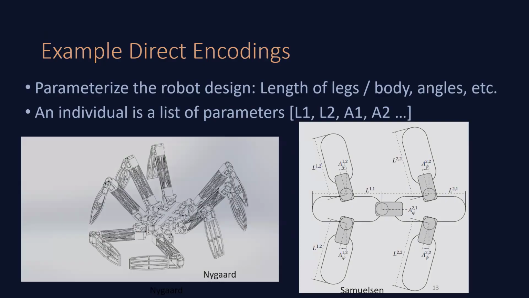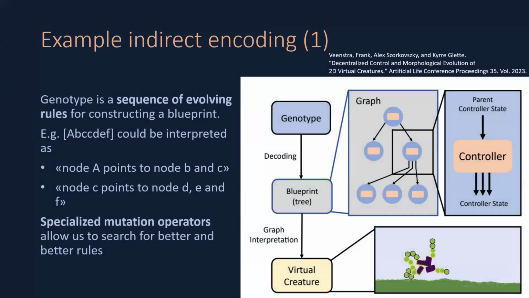An indirect encoding, on the other hand, usually involves more work to decode the genome we're building. So here's an example from our colleague Frank's work, where an indirect representation was used to evolve these kinds of robots that we see here. An example of how we can set up an indirect representation is that our genomes specify a rule for building a drawing of a robot, or a blueprint for a robot. So, for example, this genotype here, A, B, C, C, D, E, F, can be interpreted as these rules.